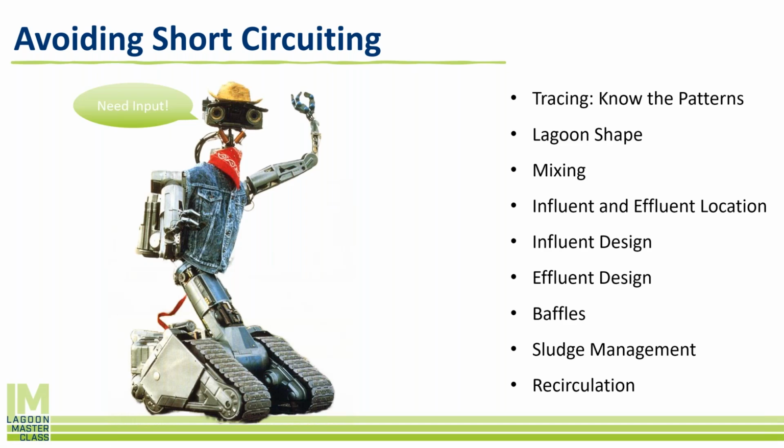The main things we want to do to avoid short circuiting is know the patterns in the lagoon system. We want to trace where the water's going. We want to have a lagoon that has the right shape. We want to have a lagoon that has mixing. The design of the influent and effluent location is very, very important, and what those influent and effluents look like can be augmented to avoid short circuiting. Sludge management is also important. You can also recirculate to avoid some short circuiting.